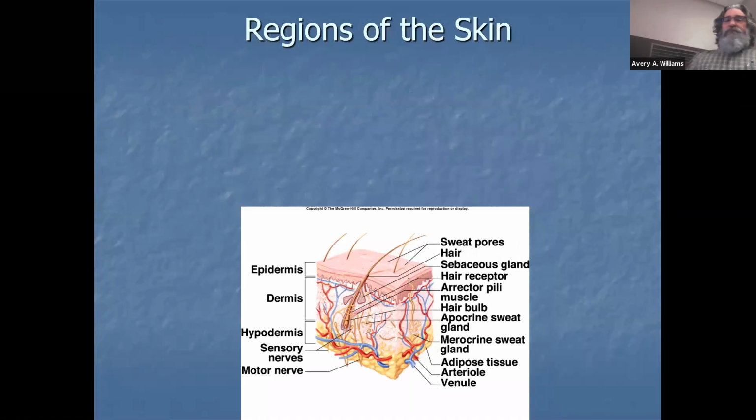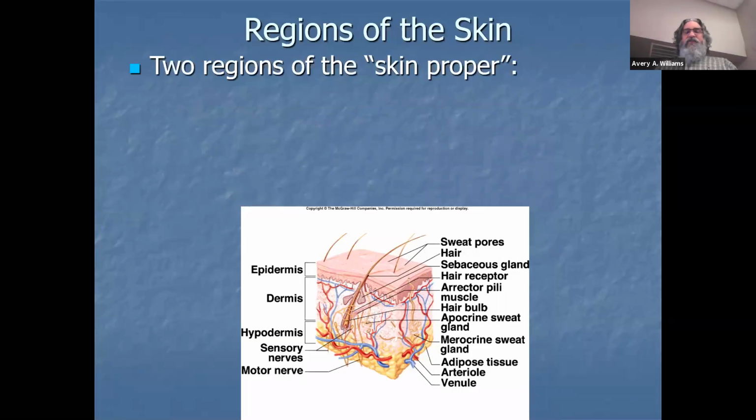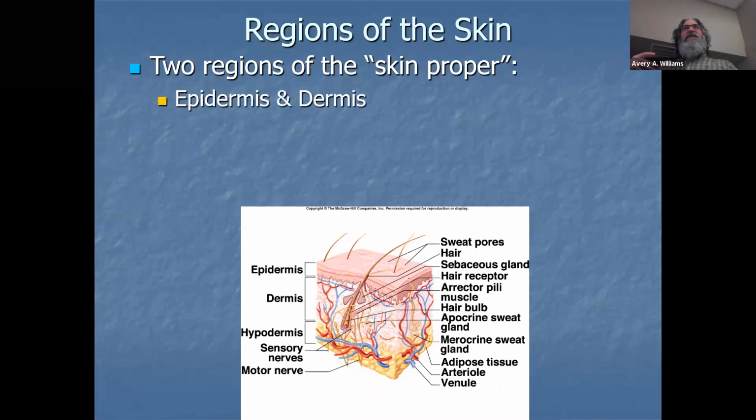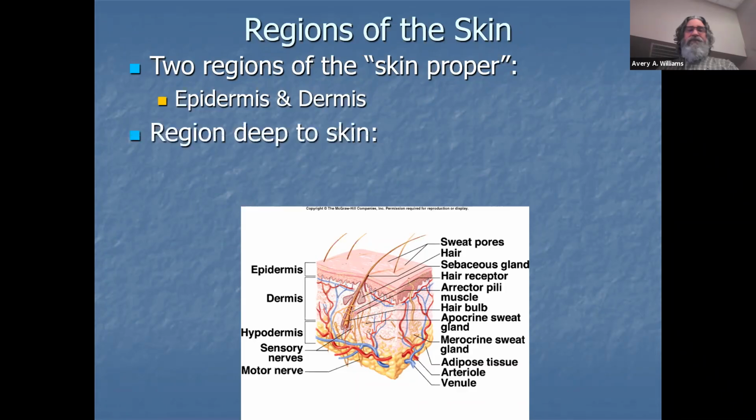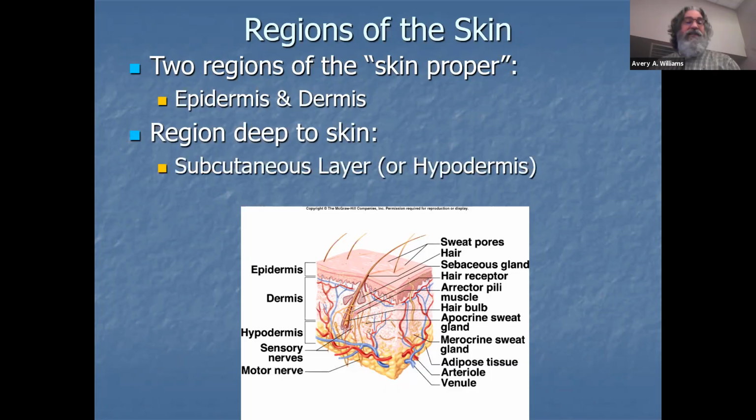So let's start with the regions of the skin, of your integument membrane. There are two regions of the skin proper. There's that word proper again. Remember I talked about the word proper, in the strict sense, how we define the skin. So really the skin, the integument, the cutaneous membrane, there are only two true parts. We've talked about these in passing when we were talking about histology. There's an epidermis and dermis, period, that's it. And everything else that's not epidermis or dermis would be regions deep to the skin.